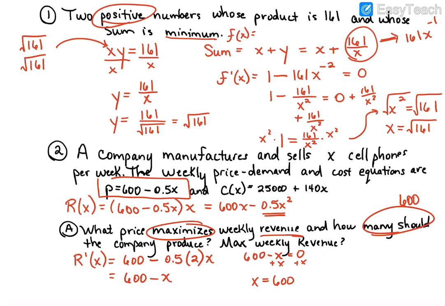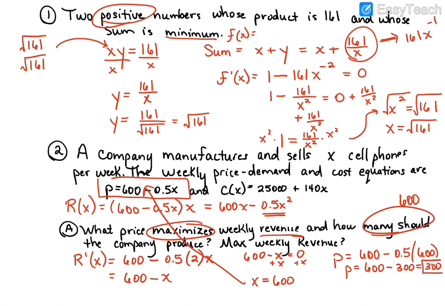So then if you go back to your price equation here and you plug in, the price would be 600 minus the 0.5 times your x, which is 600. So that gives me 600 minus 0.5 times 600, which would be 300. So the price is $300.